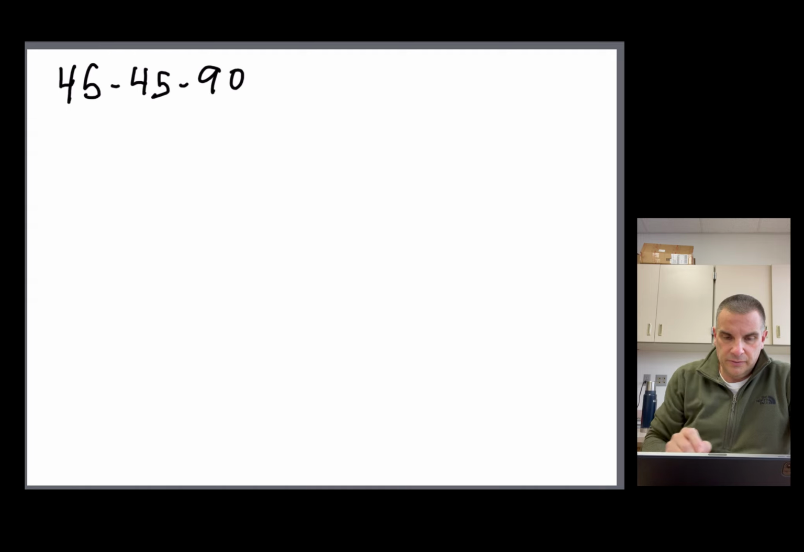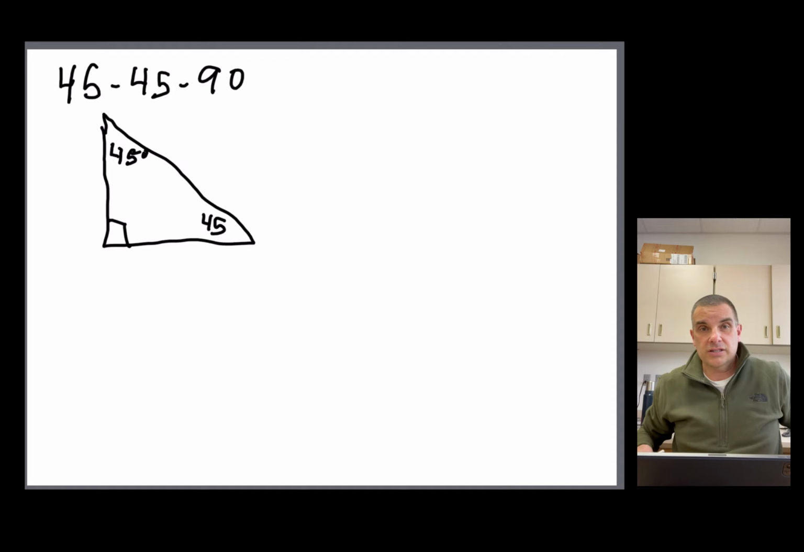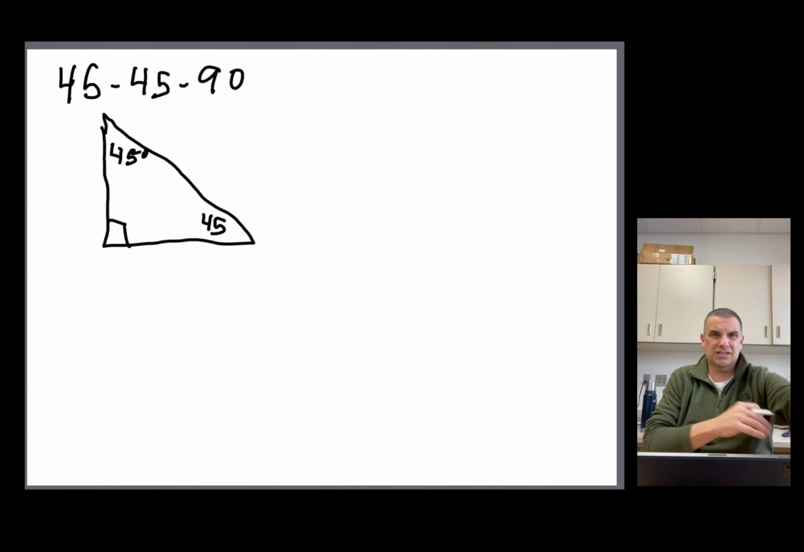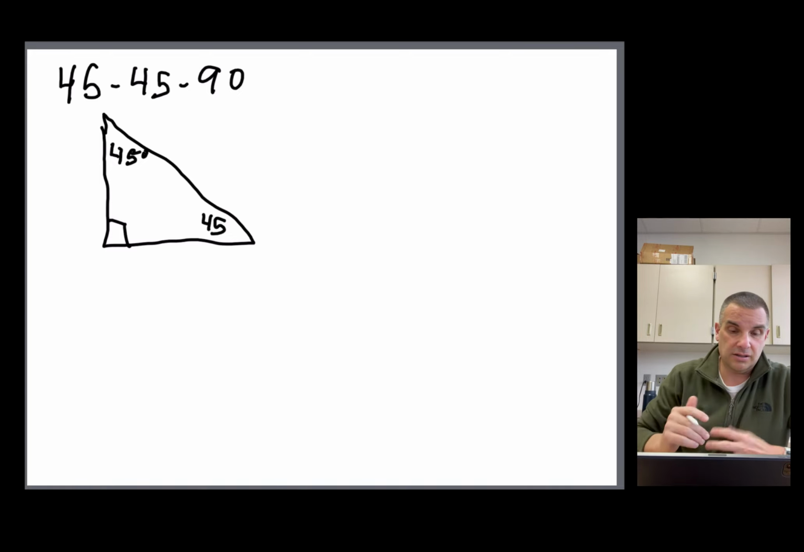If we have a 45-45-90 degree triangle, it essentially means we have a right triangle where our two acute angles are both 45 degrees. Because those angle measures are the same, the opposite sides of those angles have to be the same as well. It's the isosceles triangle theorem from geometry: if two angles are congruent in the same triangle, then the opposite sides are congruent to each other.